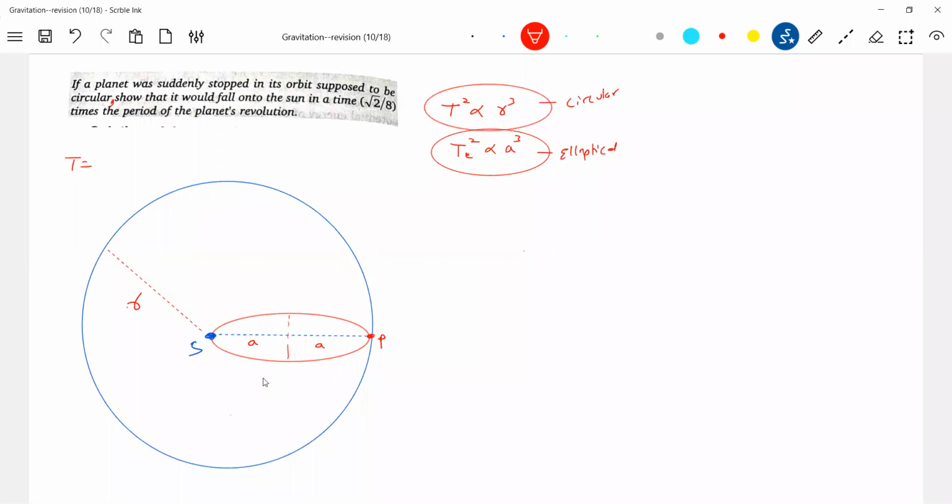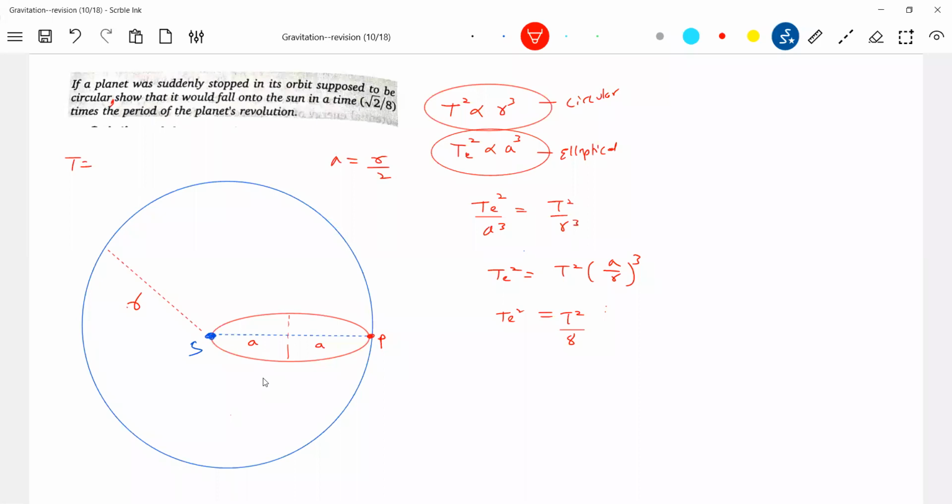What I know, do you agree with this? And from the diagram, what is A? A should be equal to R by 2. So let me do one thing. TE square by A cube should be equal to T square by R cube. TE square equals T square times (A by R) whole cubed. What is A? A is R by 2, so everything will become T square by 8. TE square should be equal to T square by 8.